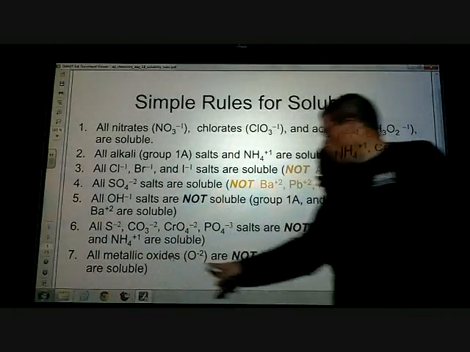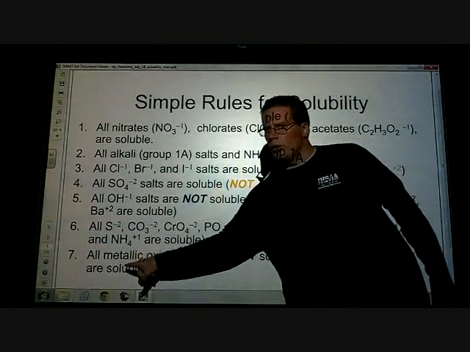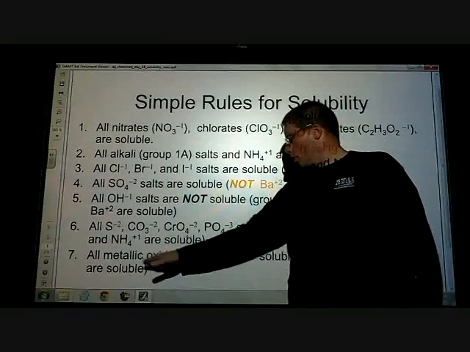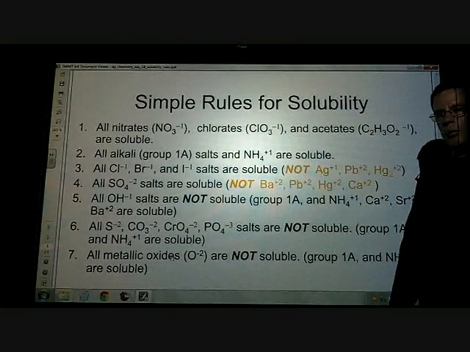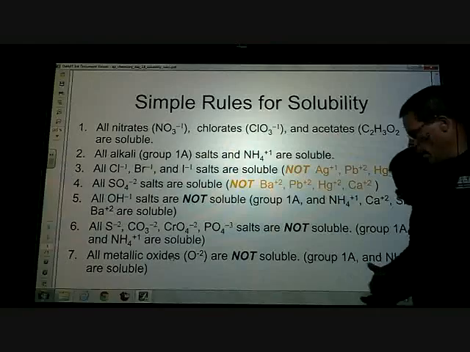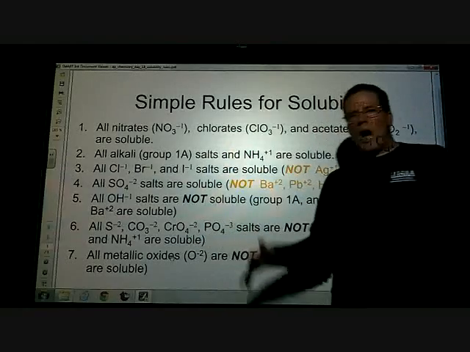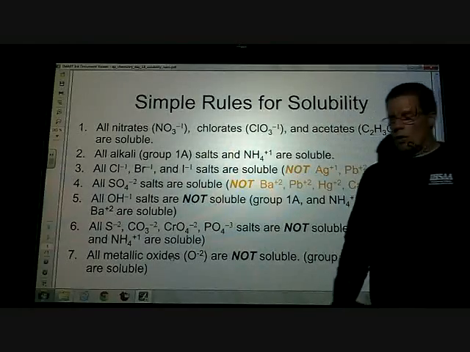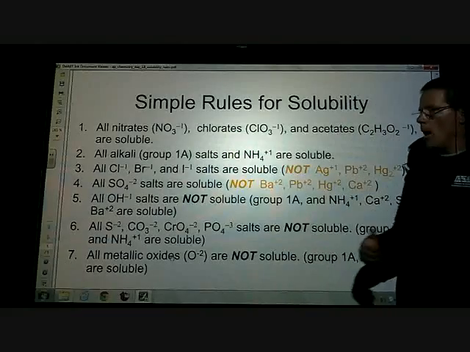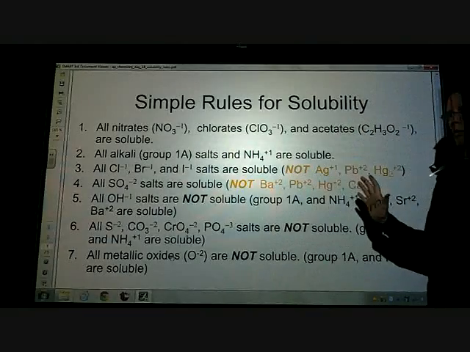And then this one down here, we don't really talk about it that much, and I don't really test you on it in the fall. I'll talk to you more about that as we get closer to spring and the AP exam. But all metal oxides are not soluble. In other words, like calcium oxide, copper oxide, there's a whole list that goes on and on.